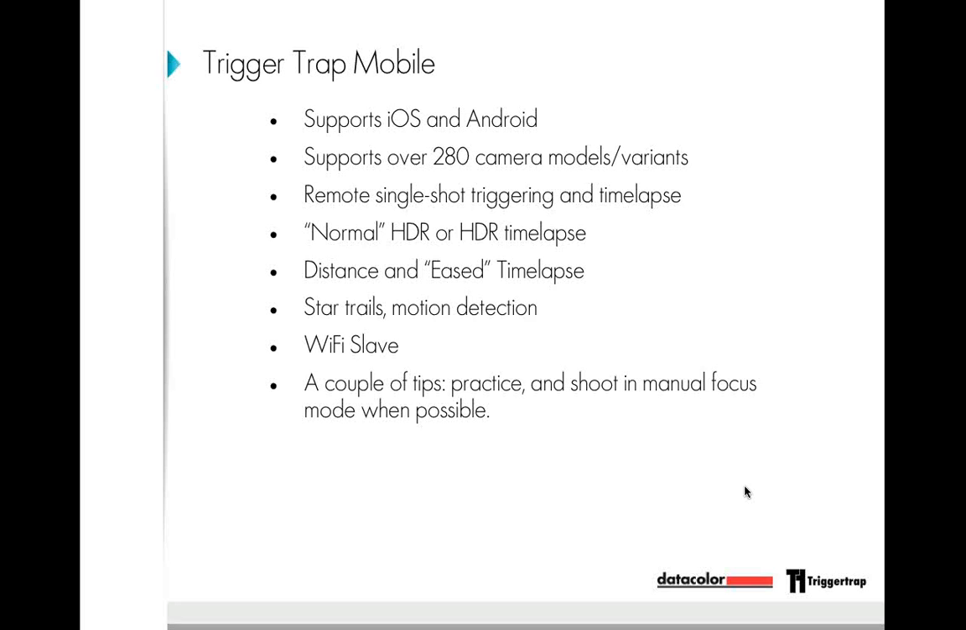We have options for what's called distance. In other words, if you mount the camera on a car and you tell it how far you want to go and how many shots you want to take, it will take photographs spaced out over that distance, that length of travel. Ease the time lapse. You can set it to speed up or slow down at different points in a time lapse. Let's say the car is slowing down, but you want to keep the pace of the video the same. You can do that. It will do star trails. It will do motion and face detection.